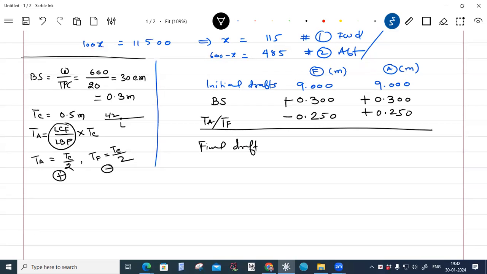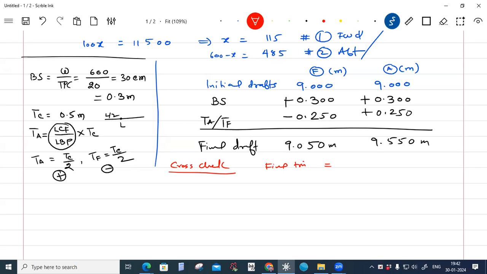Let's find the final draft. 9 plus 0.3 minus 0.25 gives 9.05, and aft is 9.550 meter. Let's cross check. If this is the final draft, what is the final trim? Sir, forward 8 minutes forward, tell me. Sir, 0.5.